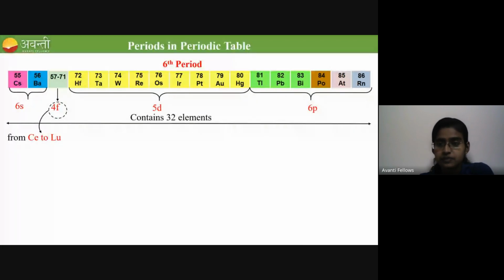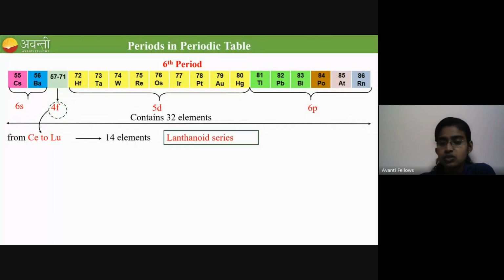So we have 57 till 71, right? It consists of elements from cerium to lutetium, and in that part we have 14 elements. Those 14 elements are called the lanthanoid series, from cerium to lutetium. So totally we have 32 elements in the sixth period.